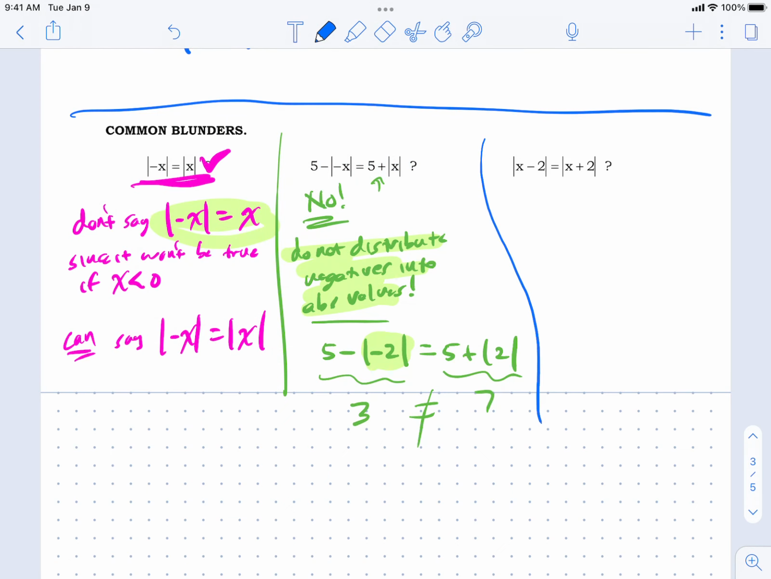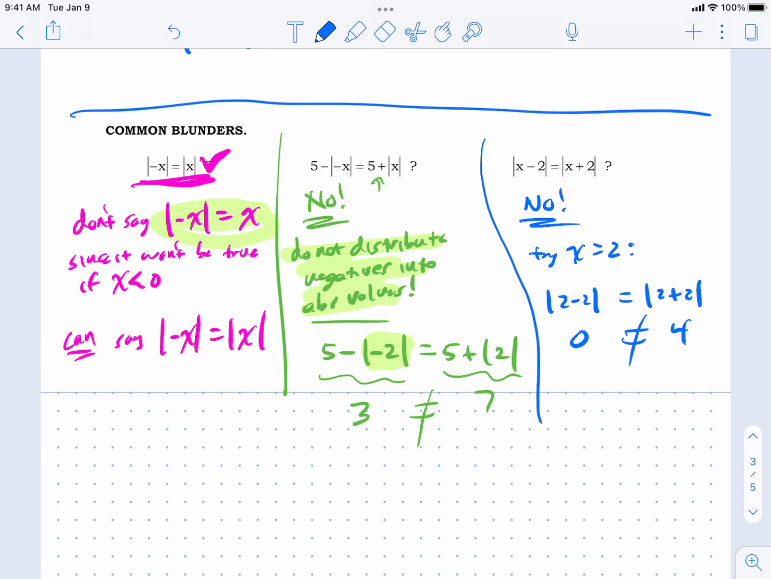And then this one, I've seen this before. That's why I put it there. I guess the thought is, hey, doesn't everything negative become positive or something? And it's like, not really. And to show that it's not true, you just look for a counterexample. Just make up any number. Try x equals 2. Well, the left side would be a 2 minus 2, and the right side would be a 2 plus 2. This is a 0. This is a 4. That doesn't work, right?